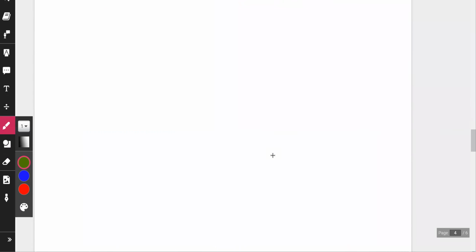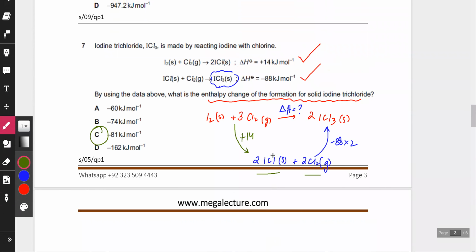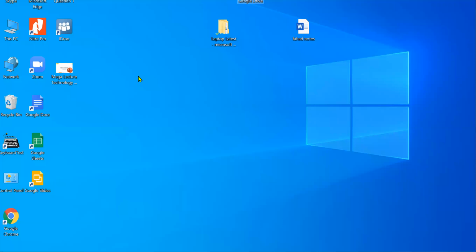Now, most of the time you don't actually have to draw the Hess cycle. We're going to study formulas probably in the next class, which would make it very easy to solve these questions. You don't actually have to draw Hess cycles. There are very few questions that actually require you to draw Hess cycles.